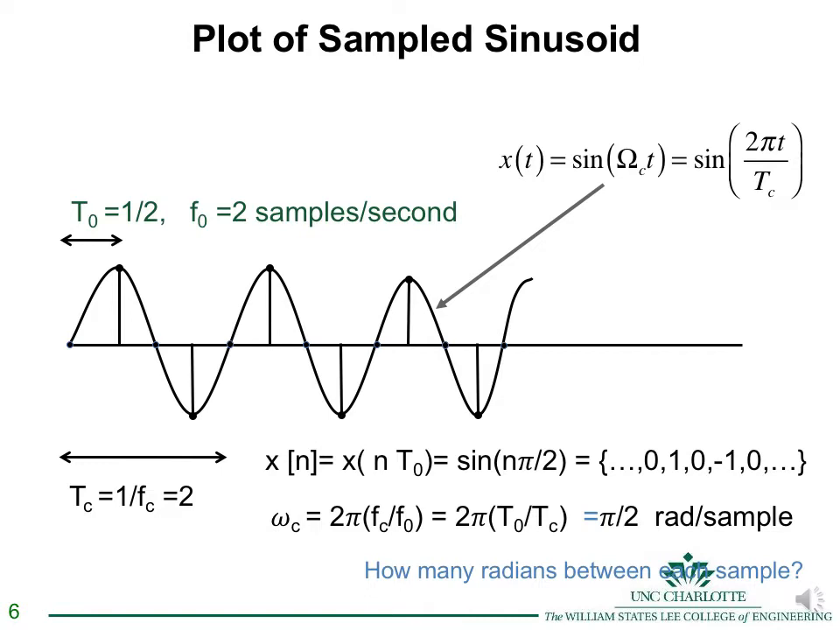So here we have a sketch of a sinusoid, and here, remember, T sub c was the carrier period, and so we see that this sinusoid has a 2-second period. Our sample period is half a second, and so we have samples at 0, half, 1, 1.5, and 2. And so from those samples, we can see the sample values. Here we started at 0, 1, 0, -1, and so forth, repeating.